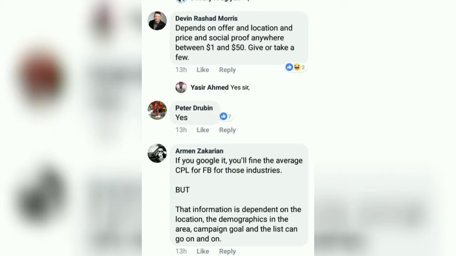So I believe the return on your investment should be at least 5 times what you're paying. David Morris said it depends upon your offer, your location, the price, and the social proof. So it could come anywhere between $1 to $1.50. All right. And adding to that, Armin says that if you Google the average cost per lead in a niche, you would find the answer.